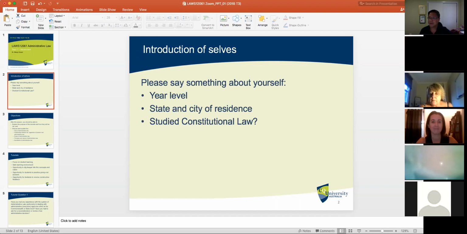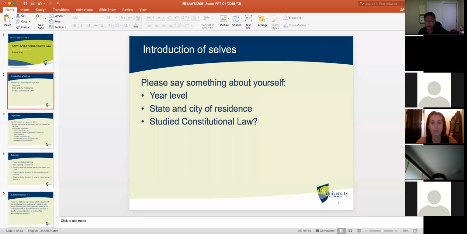Okay, so there are some of you who haven't done constitutional law. Now, you don't have to worry about not having previously studied constitutional law. I used to teach constitutional law in CQ Uni for the past 4 years. And I've also been teaching administrative law for the same amount of time. And I've never felt that there was really a necessity to study constitutional law.